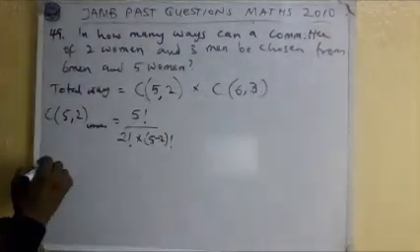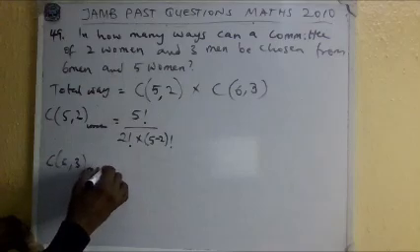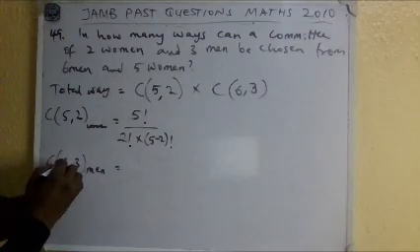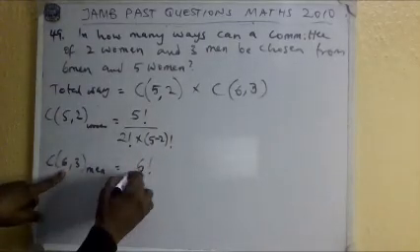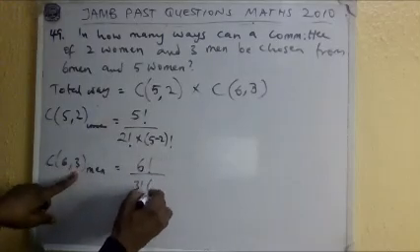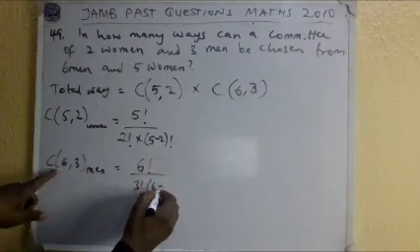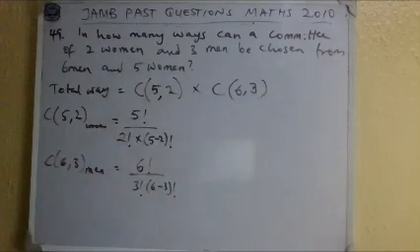For men, C(6,3). Okay, so for C(6,3) men, this is the possible men, all of them: 6 factorial over 3 factorial times (6 minus 3) factorial. What is a factorial? What's a factorial?